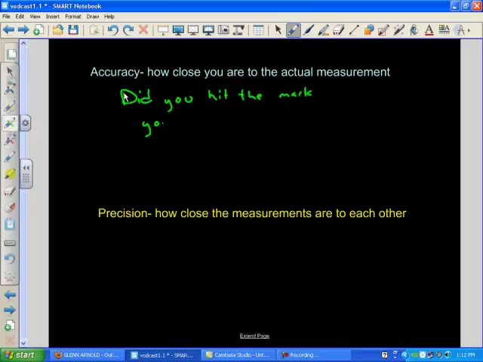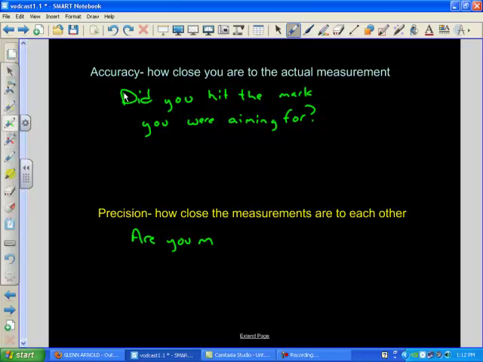Did you hit the mark? You're shooting baskets. Did the ball go in the basket? You're aiming for a target. Did you hit the target? What happens for us a lot in lab then is, did you hit what the measurement actually should have been? Because a lot of times, particularly in high school labs, we know where it should be.